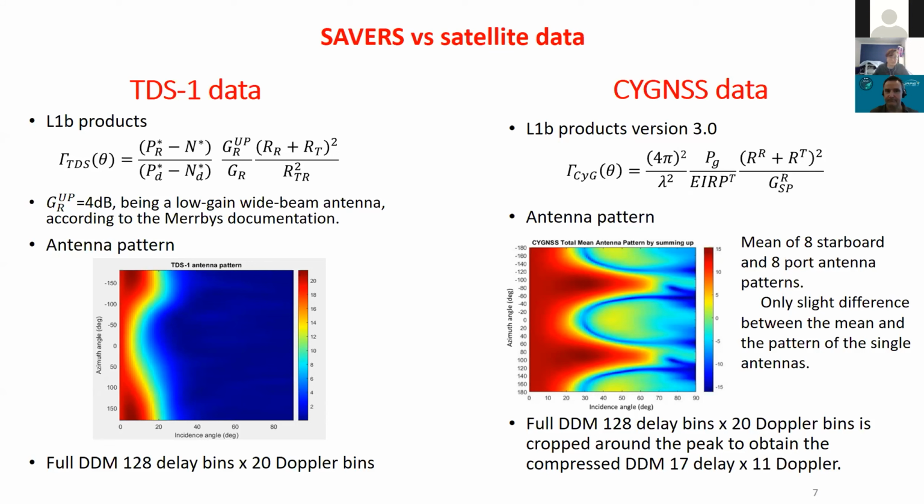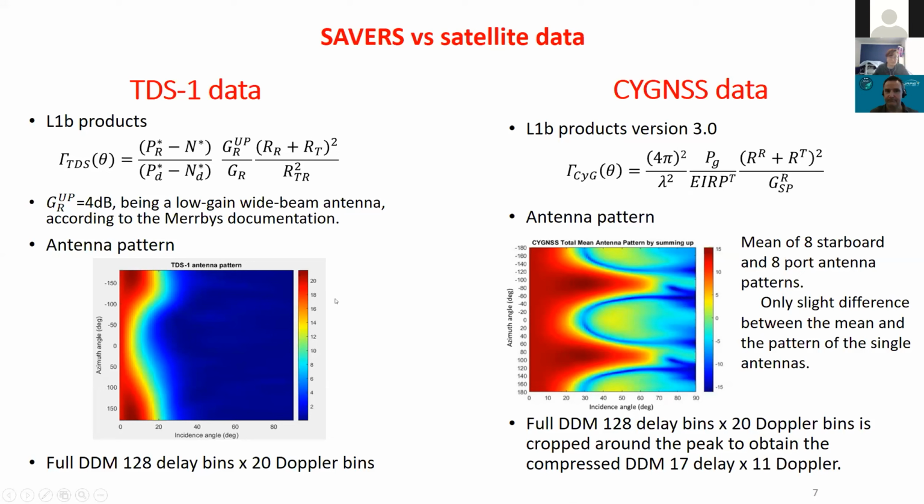You can see here that the definition of reflectivity for TDS and Cygnus are somewhat different, but this is only because the products in the L1 data are different between the two satellite systems. For example, in Cygnus, we have the AIP at the specular point, while for TDS, we have the power at the zenith antenna.